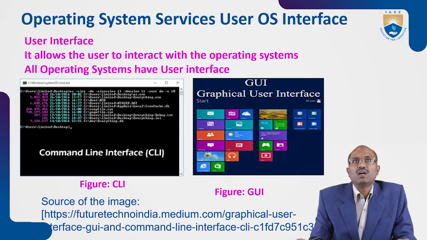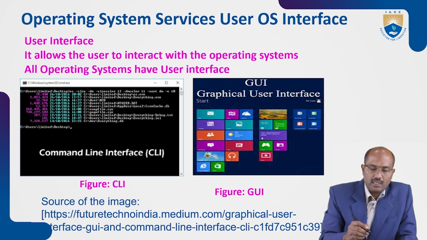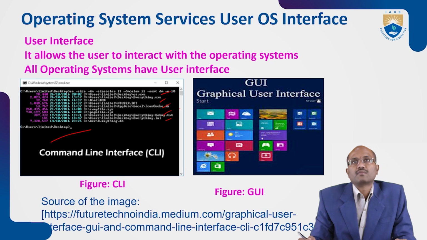I put two figures here. One figure is a command line interface on the left side, and the right side is the graphical user interface. Both are user interfaces. They allow the user to interact with the operating system. All operating systems have a user interface. The command line interface interacts with the operating system through the command prompt. This is the command prompt, where various commands are given to interact with the system.